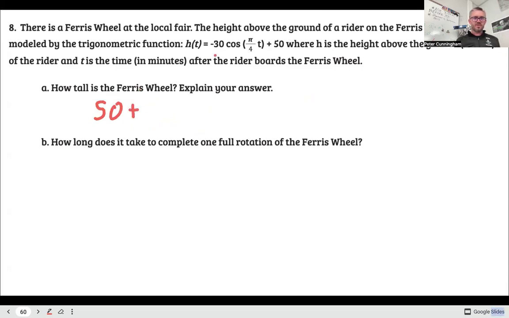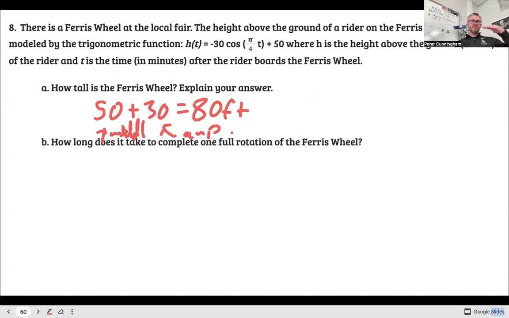Add the amplitude, and you've got an 80-foot Ferris wheel. All right, so there's the middle. You add the middle and the amplitude. Think of the amplitude as the arm size: go from the middle to the top, and you get the height. Showing that work, 50 plus 30. Don't just write 80. If you write 80, I need to see how you got 80.